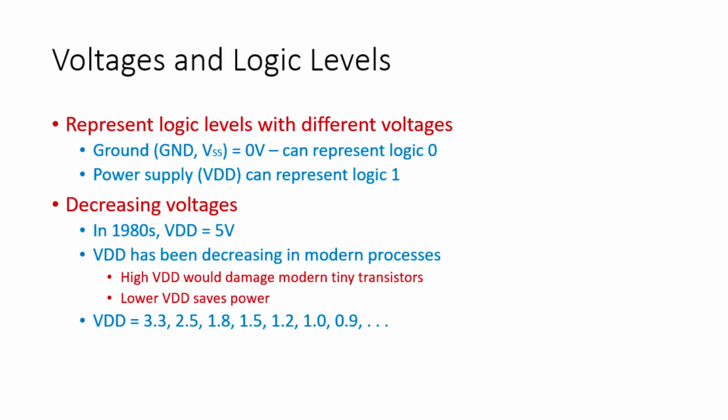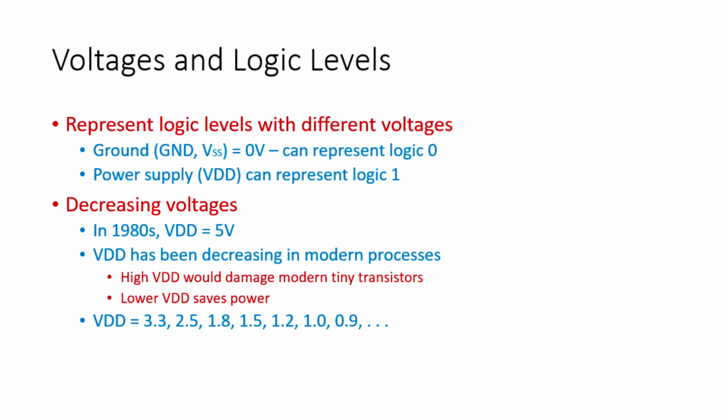Now let's establish some ground rules for voltages and logic levels. We have to represent logic level 0 and logic level 1 with appropriate voltage levels. For logic level 0, we would be calling it ground or VSS. That represents our logic level 0. And for logic level 1, our power supply or VDD represents logic level 1.